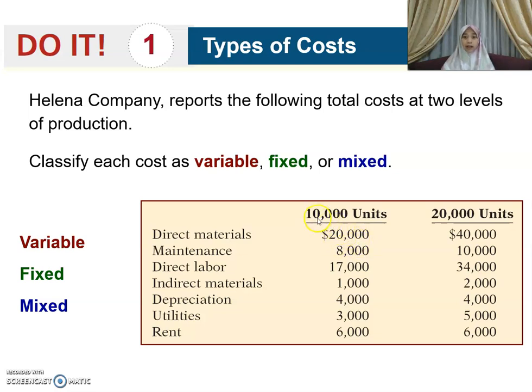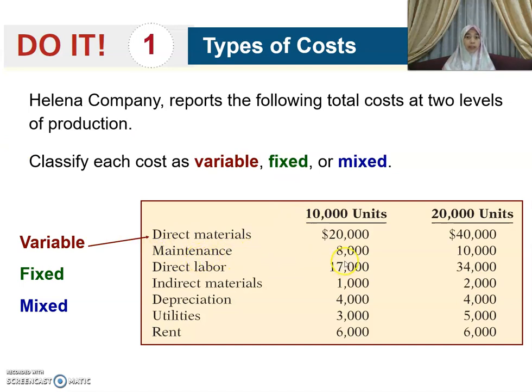So 20,000 divided by 10,000 will give you 2 ringgit per unit. What about at 20,000 units? At 20,000 units, the cost that you incur is 40,000 ringgit. So 40,000 divided by 20,000 units will also give you 2 ringgit per unit. So at 10,000 units, the cost is 2 ringgit per unit, and at 20,000 units, the cost is also 2 ringgit per unit. So your direct material is a variable cost.